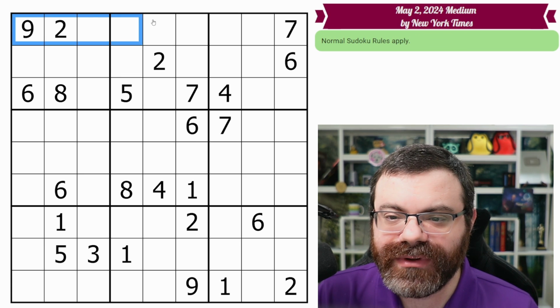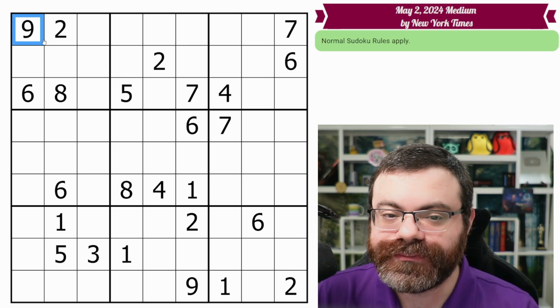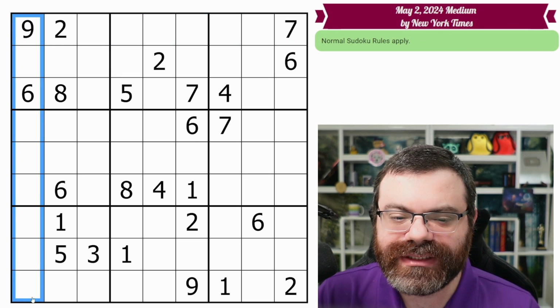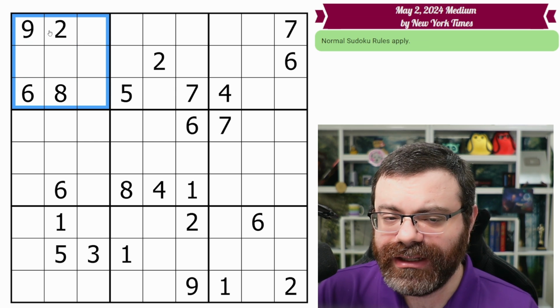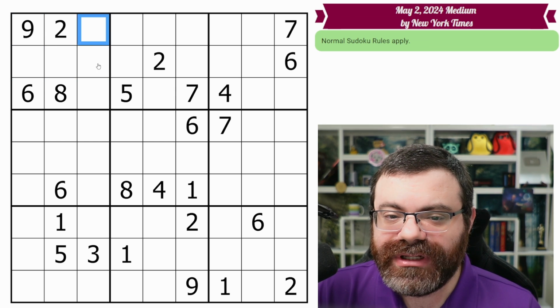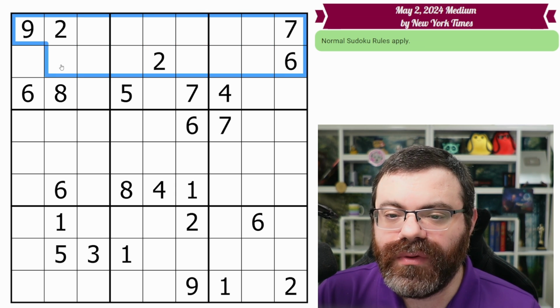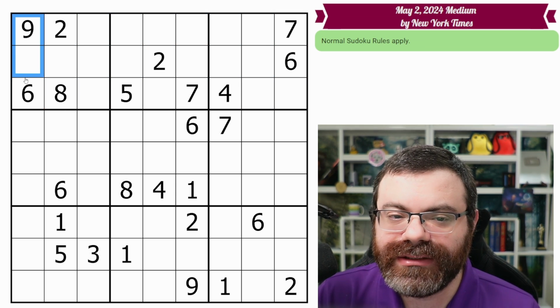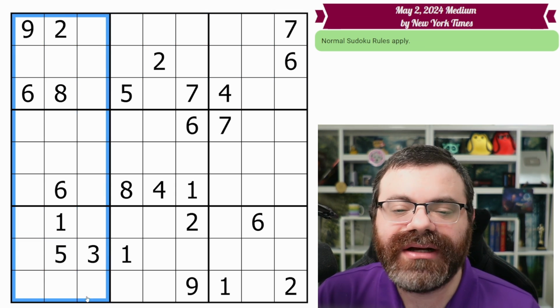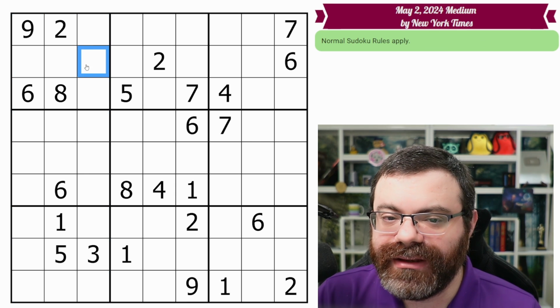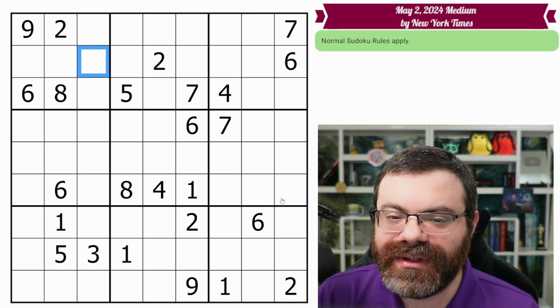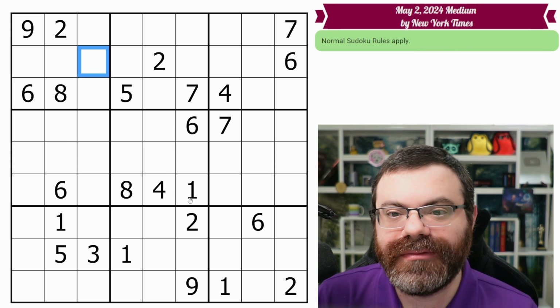Okay, so the first thing we're going to do, let's talk about terminology. This is a row. This is a column. This is a box. Each individual one of these, there's 81 of them, is a cell. And then a row of 3 boxes I'm going to call a band. And a column of 3 boxes I'm going to call a stack. So there's 3 bands and 3 stacks in the puzzle. 9 boxes, 9 rows, 9 columns, 81 cells.